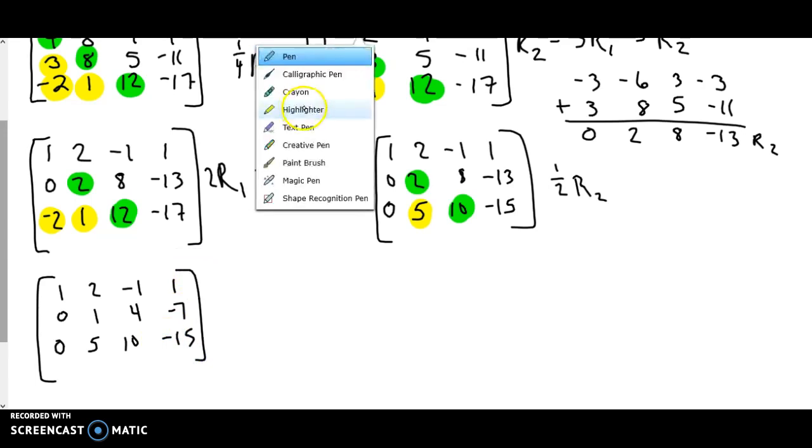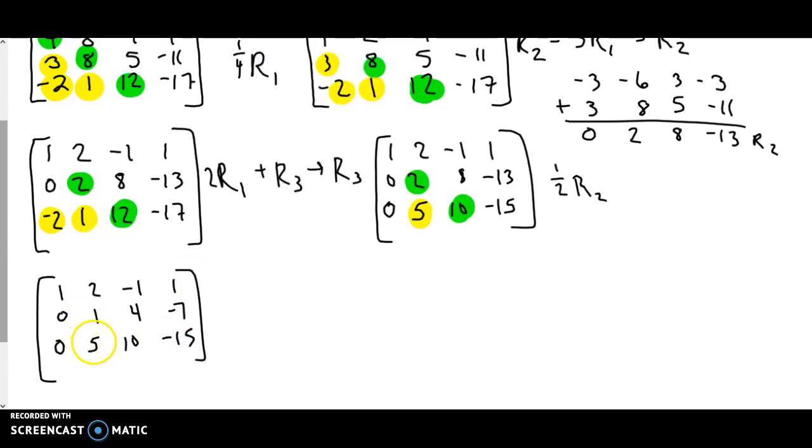I'll go ahead again and highlight everything. Remember that in yellow is what I want to change to 0. That in green is what I want to change to a 1.